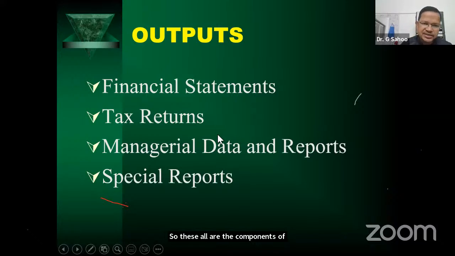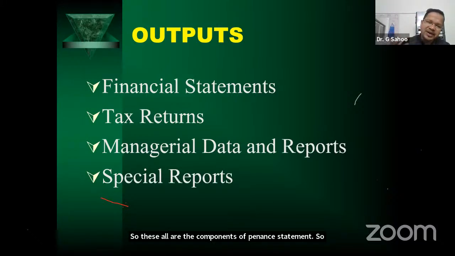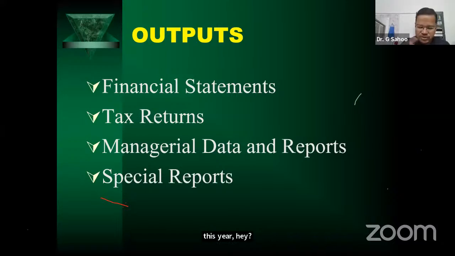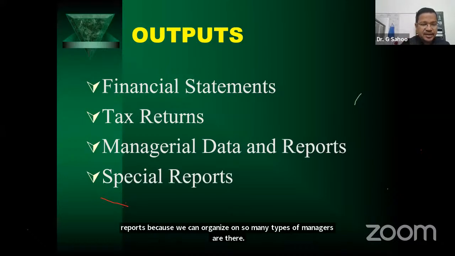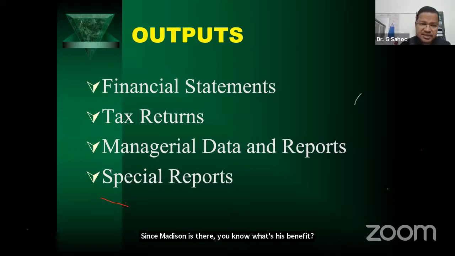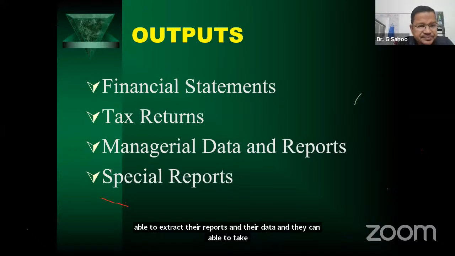Again, we can get the statement about tax returns: what is the amount of tax the company is going to pay this year? Again, you can get various managerial data and reports, because within the organization, many types of managers are there. Sales manager, purchase manager, HR manager, finance manager, production manager, and other managers. As and when required, they need various types of reports and managerial data. With the help of accounting, they can extract their reports and data, and they can take their decisions in the business.